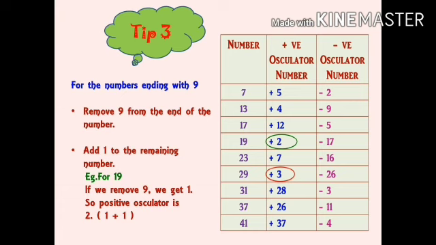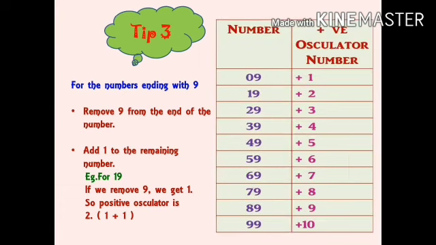It's quite easy, right? So here we have a list of numbers that end with 9, such as 9, 19, 29 with their respective positive oscillator numbers. So how to find the oscillator number for these numbers? Just remove 9, then add 1 with the remaining number. We will get 1, 2, 3, 4 and so on. So tip 3 gives us a clue: if a number ends with 9, use the positive oscillation method to check divisibility.